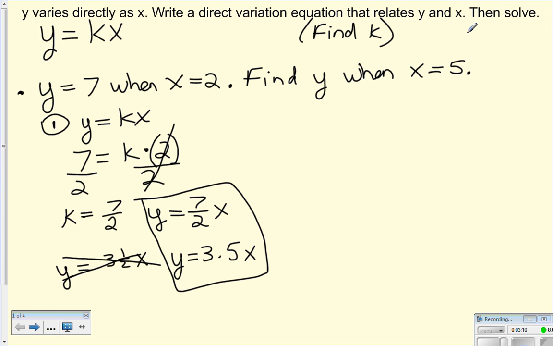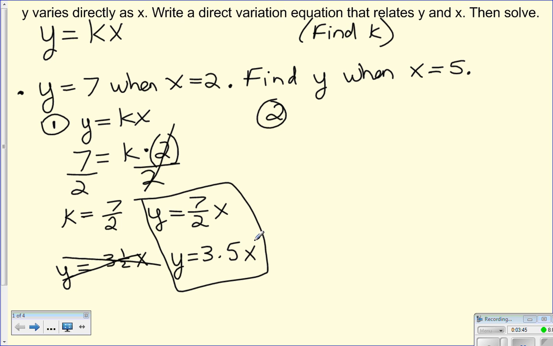Write a direct variation equation that relates y and x. But then the second part says, then solve. So we're now looking at the second sentence where it says, find y when x is 5. Well, the cool thing is this equation allows us to find any y value for any x value. I could ask you find y when x is 1,000, find y when x is 1,000,000, find y when x is 3.1415, which if you recognize is kind of the decimal of pi. I could ask you find y when x is 2,300. I could ask you anything.